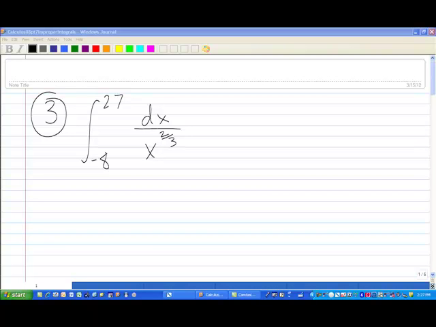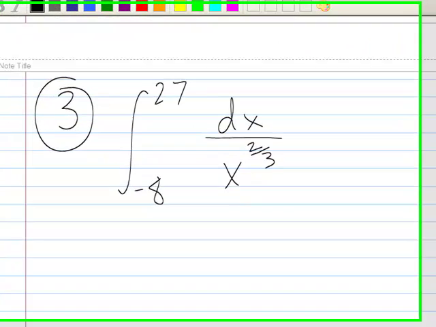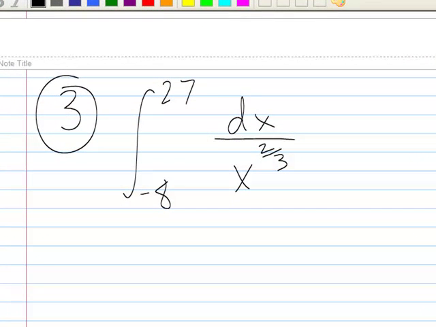Let's go ahead and work on the improper integrals from the handout. If we look at number 3, it's the integral from -8 to 27 of 1 over x to the 2/3 dx. Why is this improper? Well, it's discontinuous somewhere in the bounds. Between -8 and 27, what's the number that causes a problem?